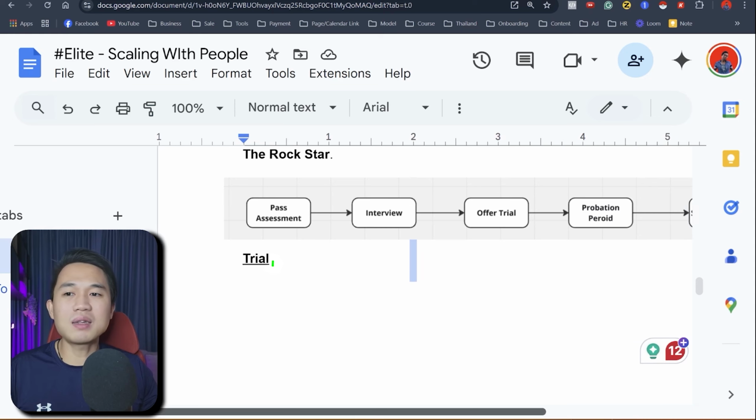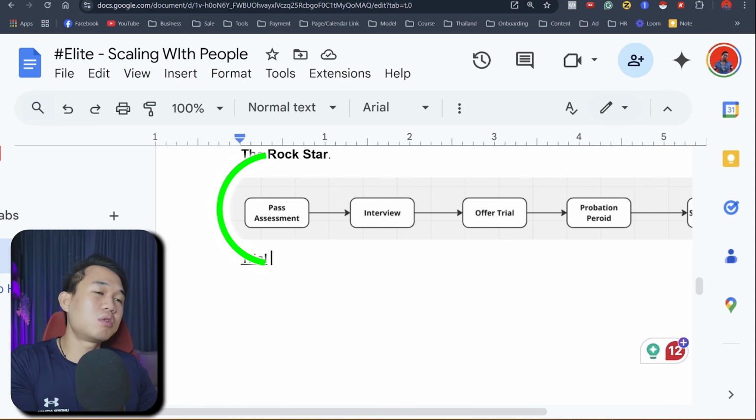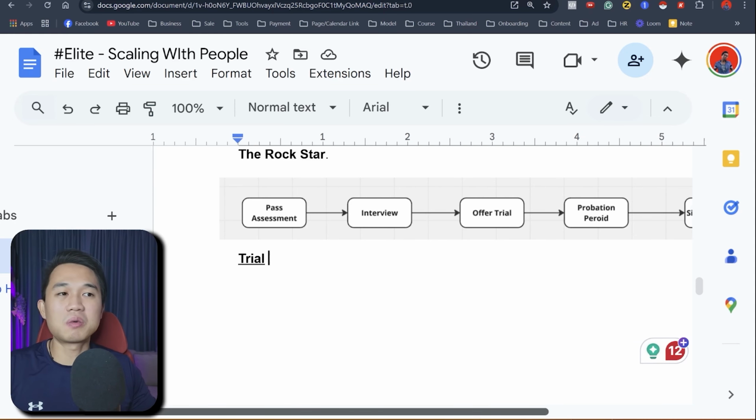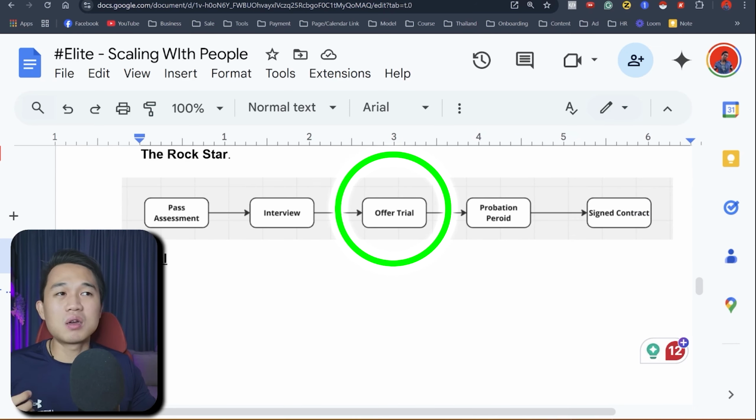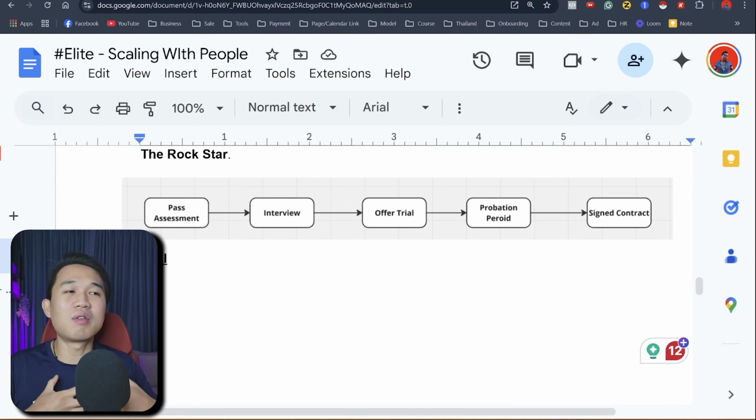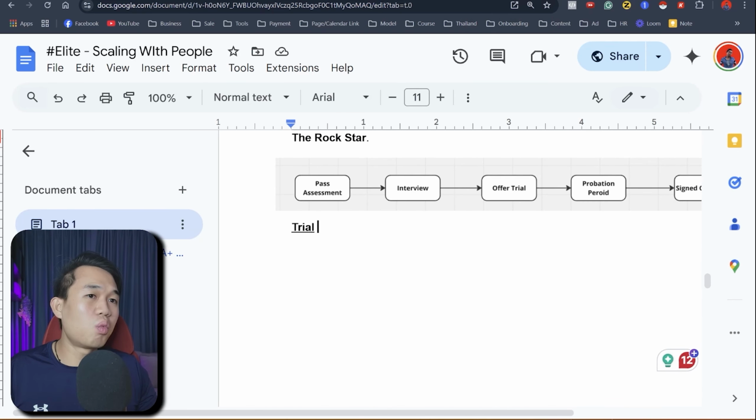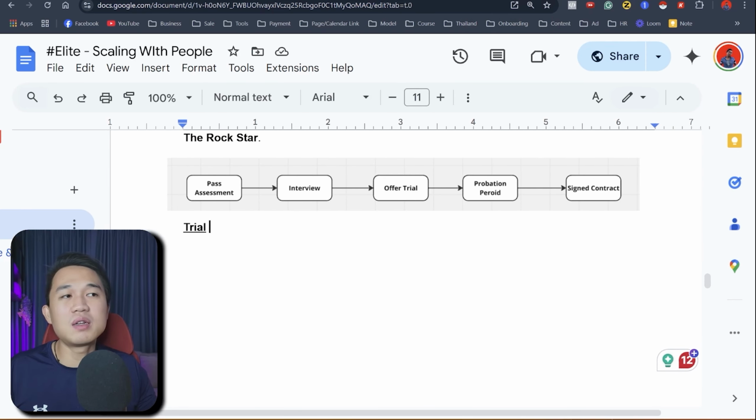So when they pass the assessment, what you want to do is reach out to them and have like a 10-minute interview, right? To see and feel them in person, right? And you want to offer a trial, right? A trial is like a one-off project or like a 14-day thing or a 7-day thing or 3-day thing. Could be very short, but it goes as long as 14 days. And then after they finish the trial, you want to do a probation period and then you want to do a signed contract. Probation period is normally 2 to 3 months. So once they sign a contract, guys, they officially become your employee and it's going to be long term, right?